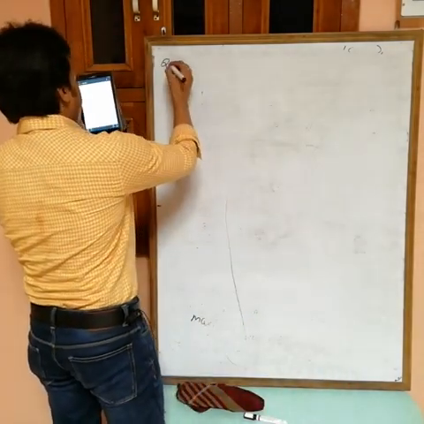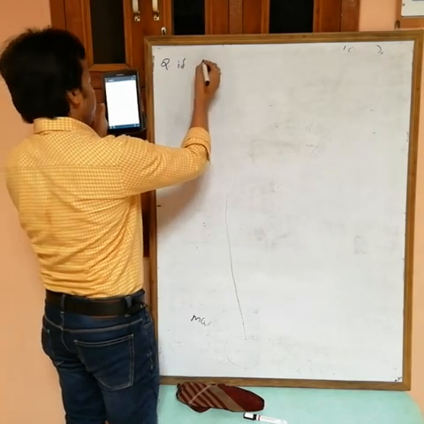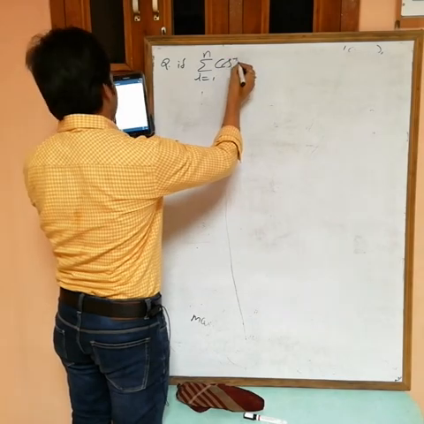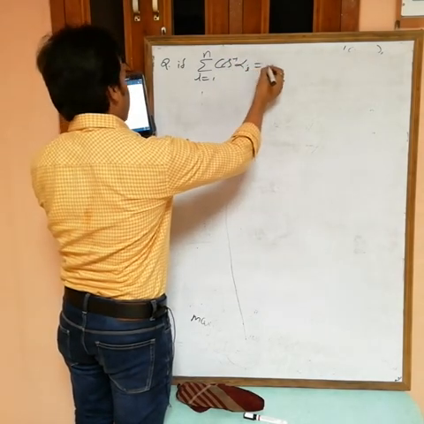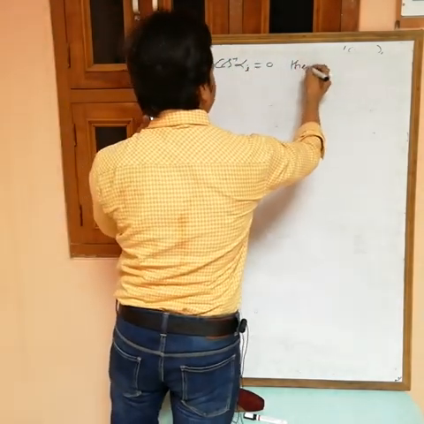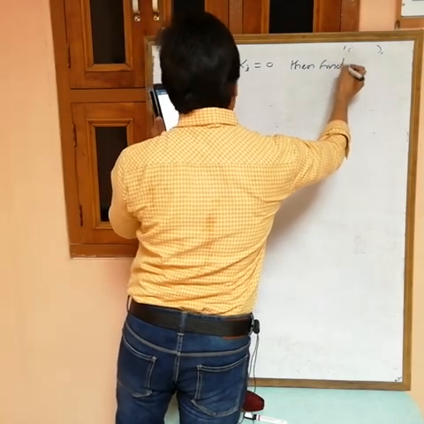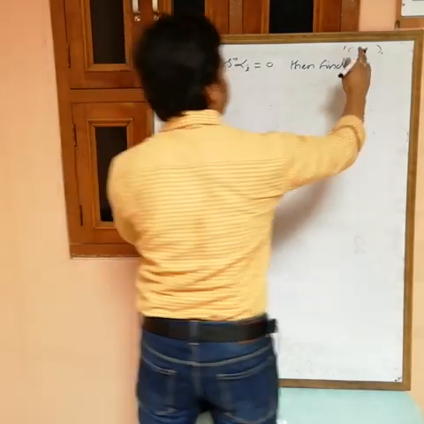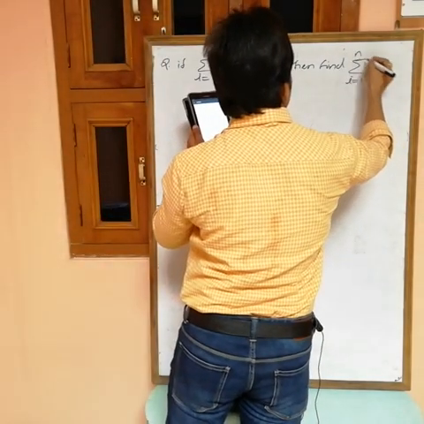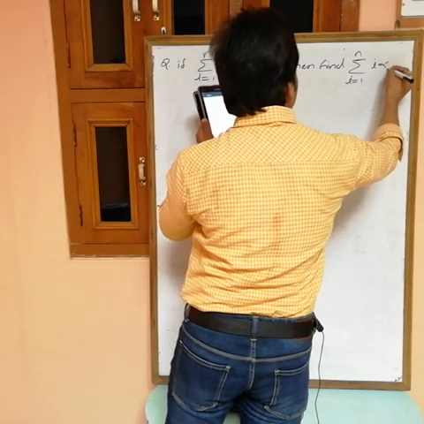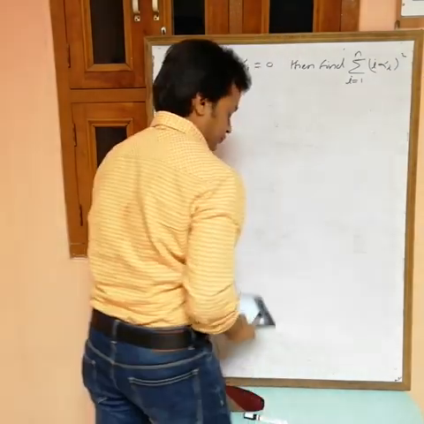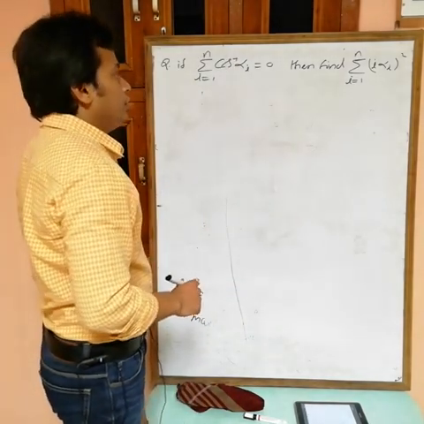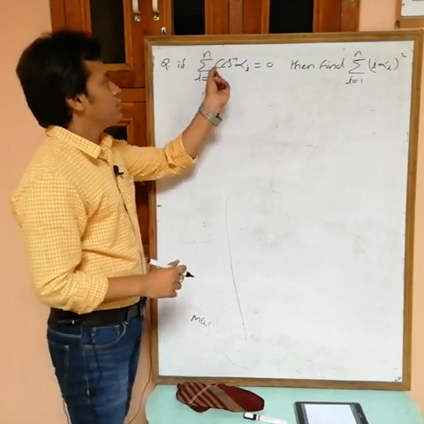Okay, write a question, then we will take theory. If the summation from i equals 1 to n of cos inverse alpha i is equal to 0, then find the summation from i equals 1 to n of i alpha i square. Okay, now find the value of this one. We want the value of this one and it is given that this is equal to 0.